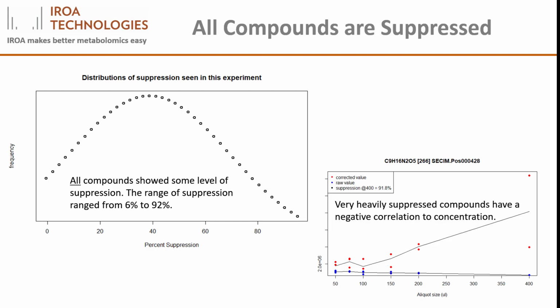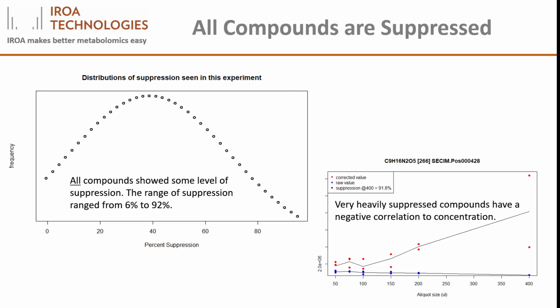The most severely ion-suppressed compound we saw was suppressed at 91.8%, shown on the right, and when its raw data was examined, the raw MS was actually negatively correlated to the actual concentration. That is, it shows less signal the more compound is injected.